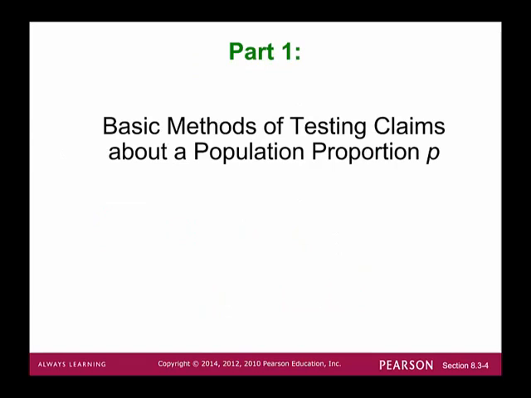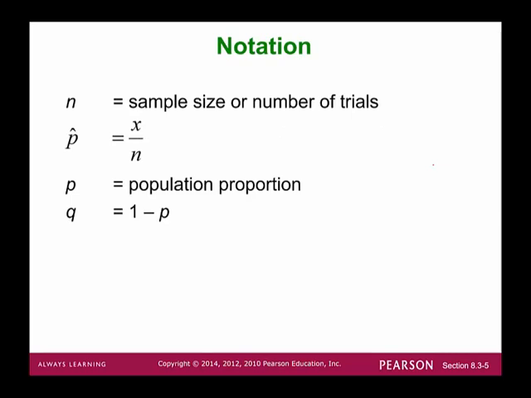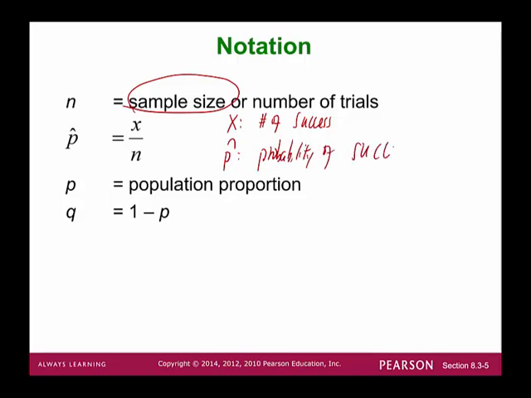First of all, let's take the basic method of testing claims about population proportion P. So look at the notation. N represents the sample size, the number of trials. X represents the number of successes. P hat is the sample proportion of success. Capital letter P is the population proportion. Q is the complement of the population proportion, which is 1 minus P.